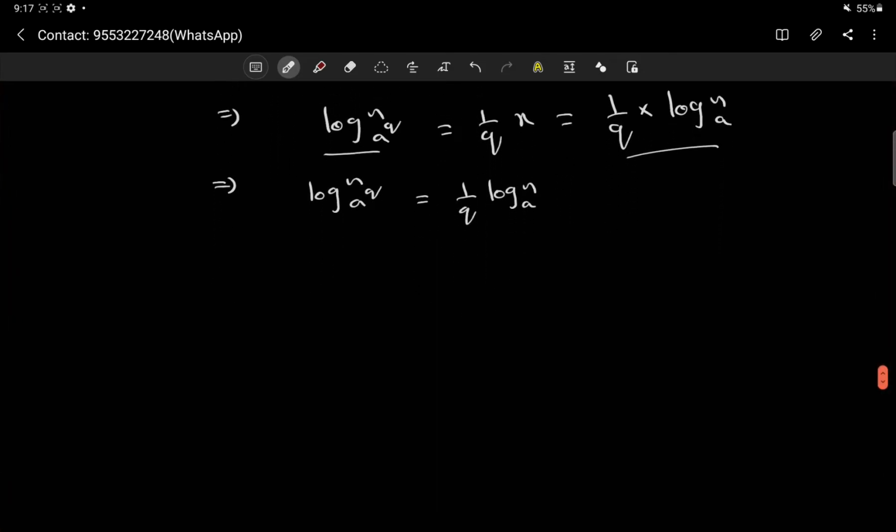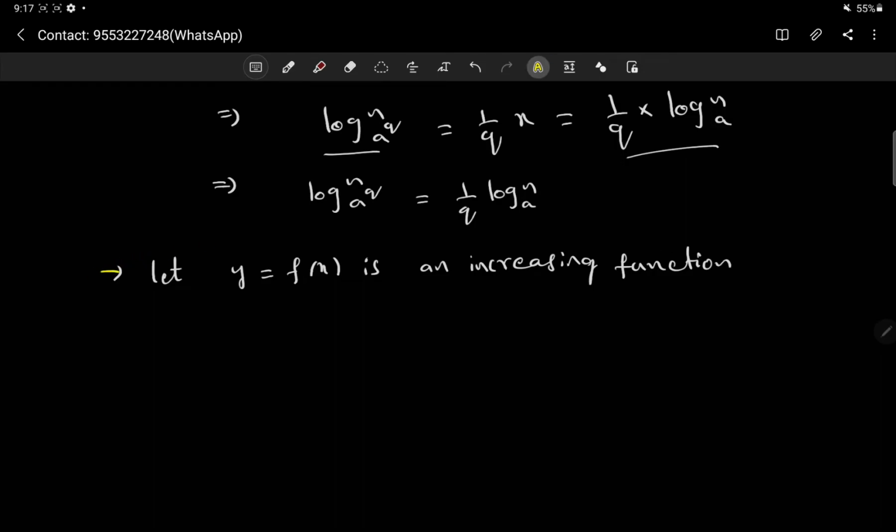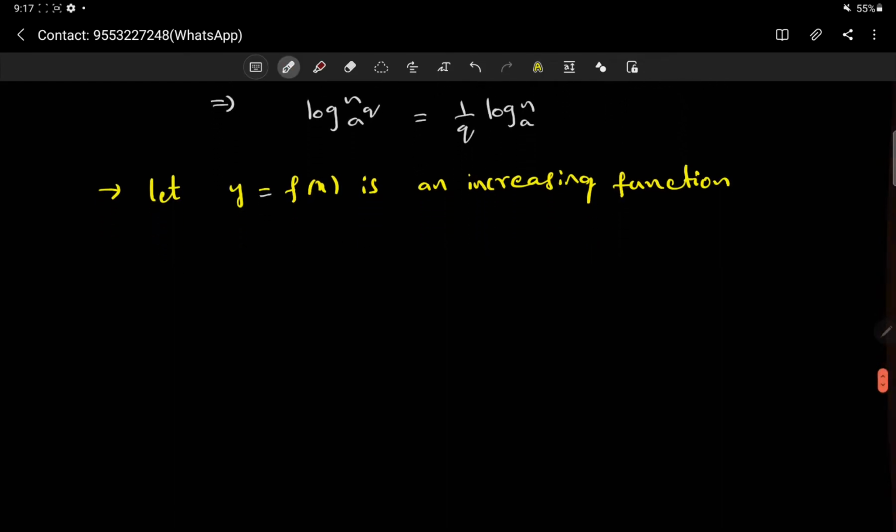Okay, so before that we need to discuss about increasing and decreasing functions. See here, let y is equal to f of x is an increasing function. Now we are going to discuss about this increasing function, and it is continuous and differentiable function.